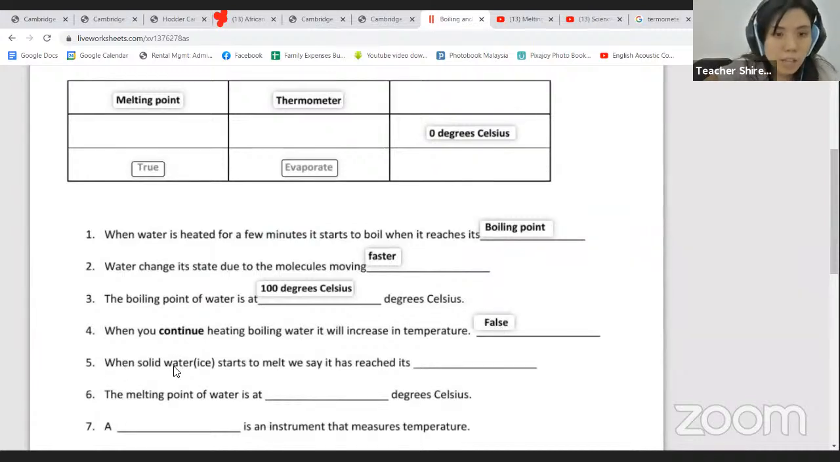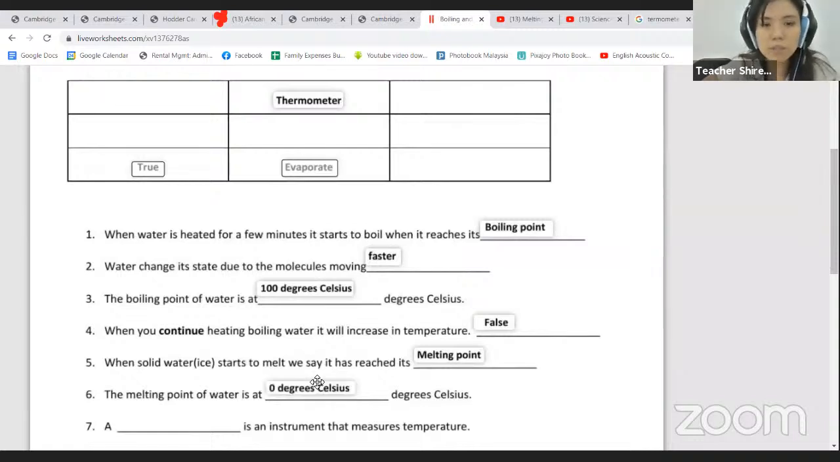Okay, when solid ice starts to melt, we say it has reached its melting point. Melting point of water is at 0 degrees. So this is actually a very special word.